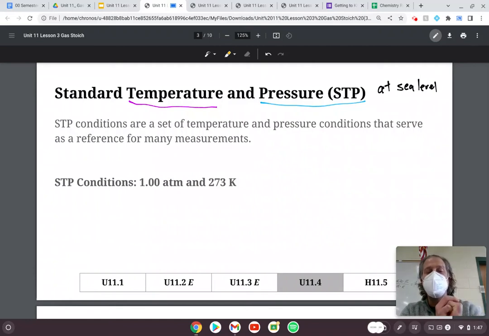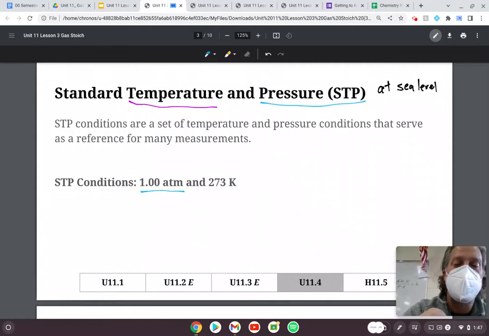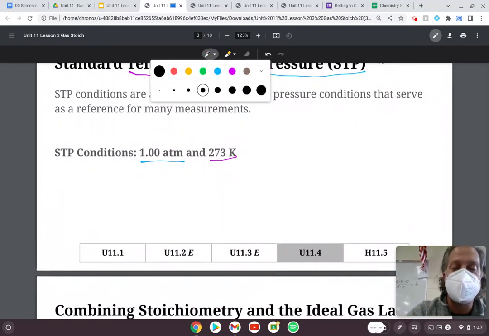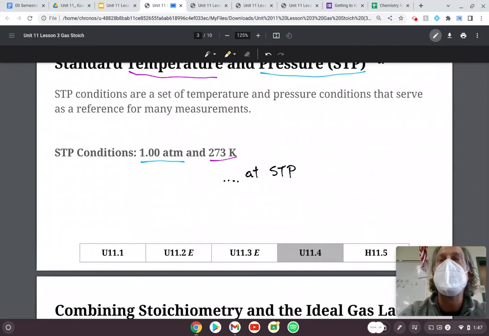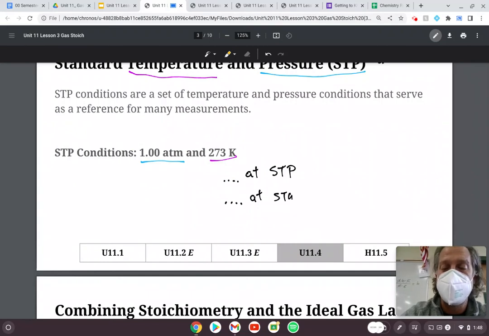So the values of standard temperature and pressure conditions are 1 atmosphere for the pressure, and 273 Kelvin for the temperature. So in a problem, like for homework or something, it might say something like, calculate the volume for this gas at STP. Or it might say, calculate the number of moles of particles of this gas at standard conditions.